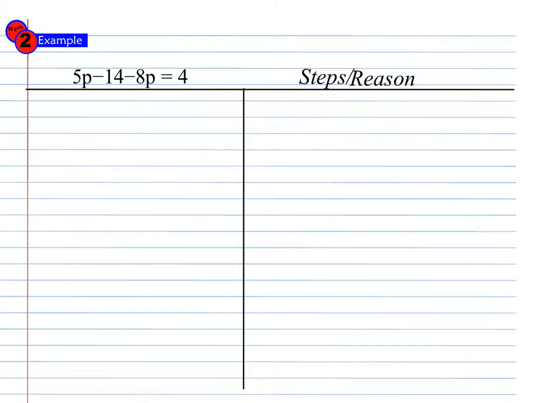Our next problem is 5p minus 14 minus 8p equals 4. In this case, our like terms are 5p and -8p. So when I combine them, it becomes 3p. So now I have 3p minus the 14 that I didn't change equals to the 4. And the step that I did, what I did was combine like terms again.